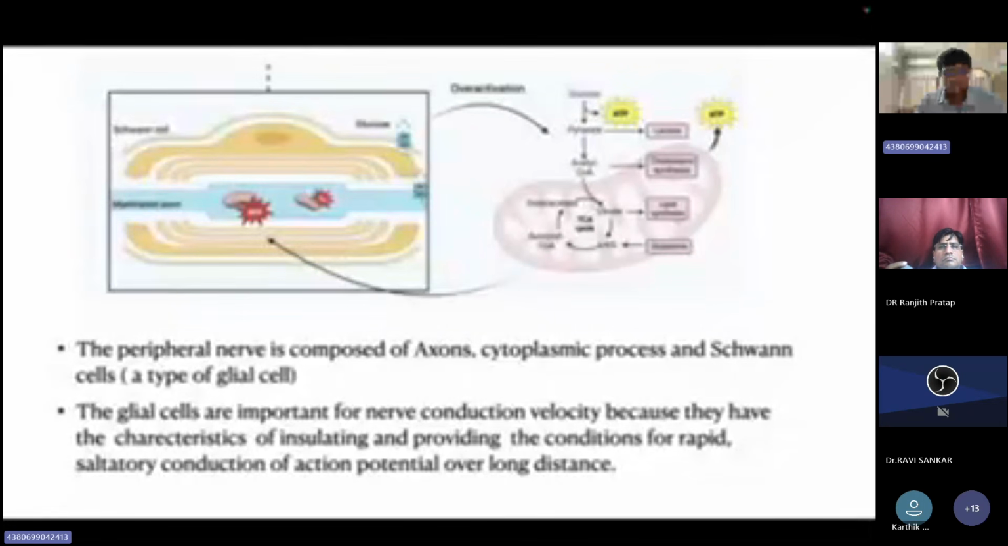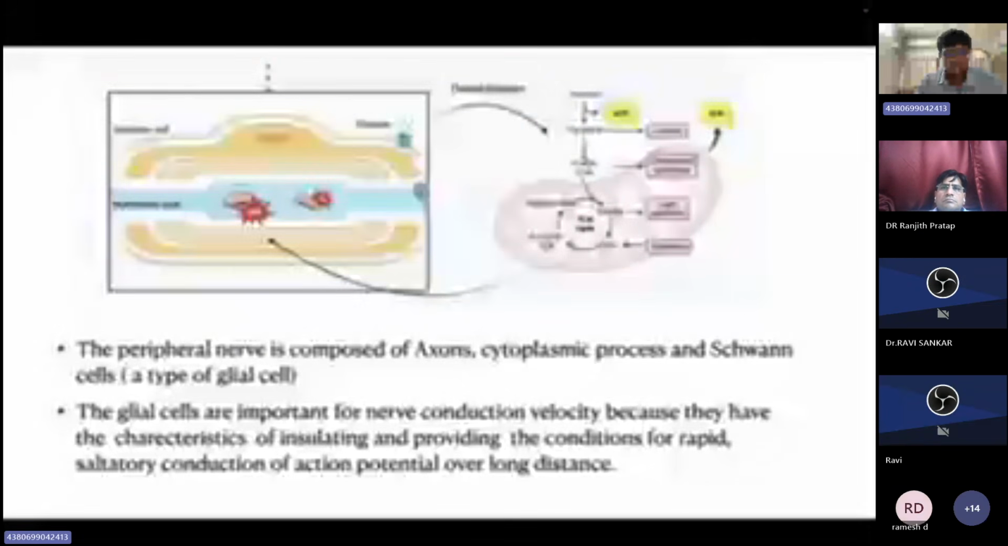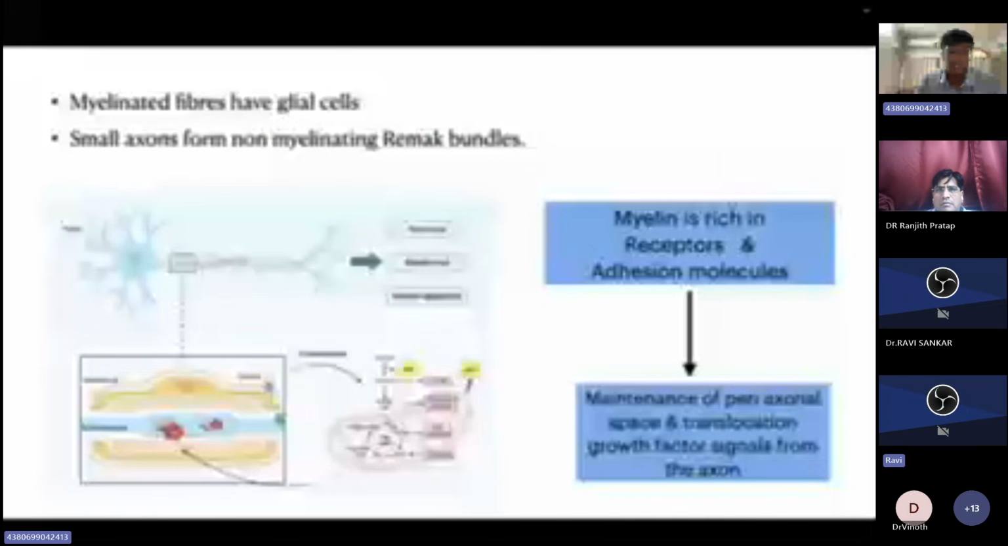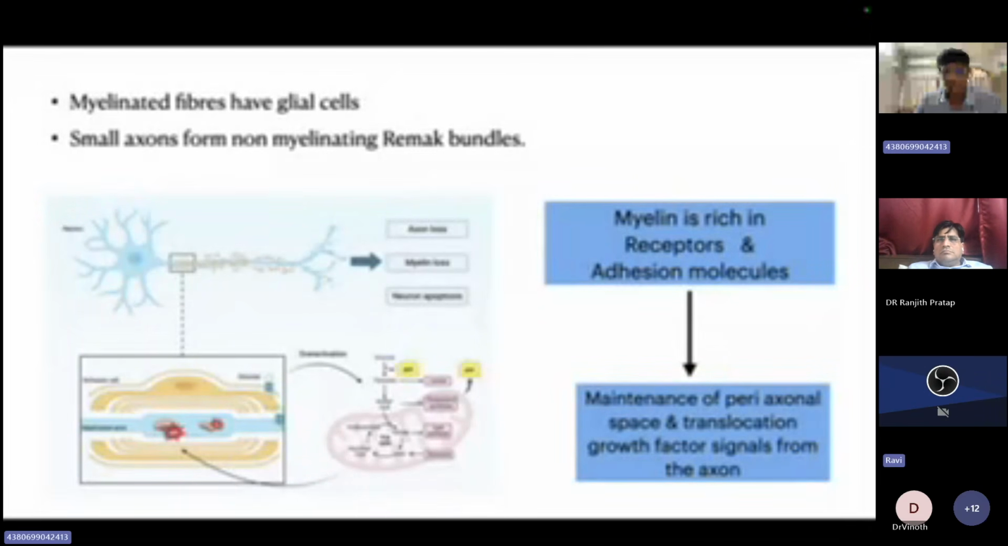These glial cells are important for nerve conduction velocity because they have the characteristic of insulating and providing conduction for rapid saltatory conduction of action potential over a long distance. So the myelinated fibers have these glial cells, whereas the small axon fibers have non-myelinating Remak bundles. This myelin is rich in receptors and adhesion molecules.